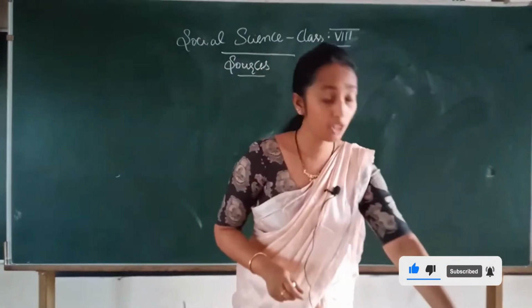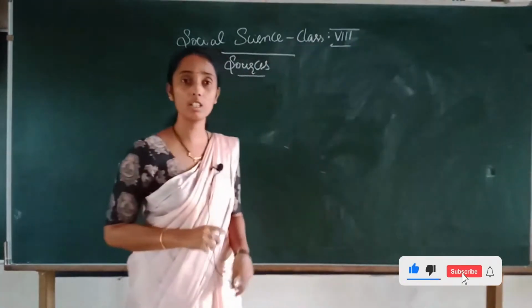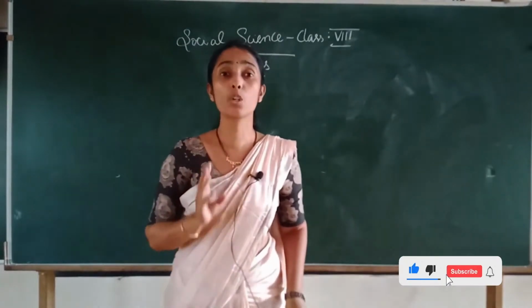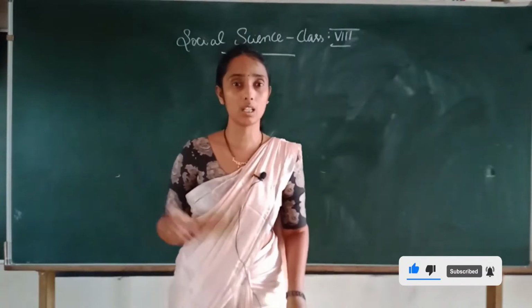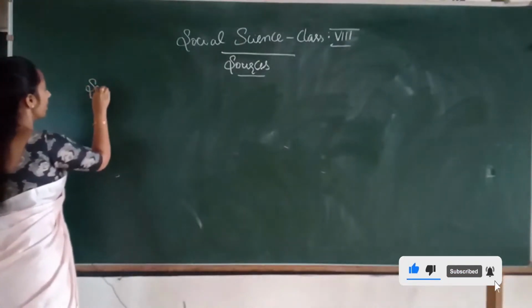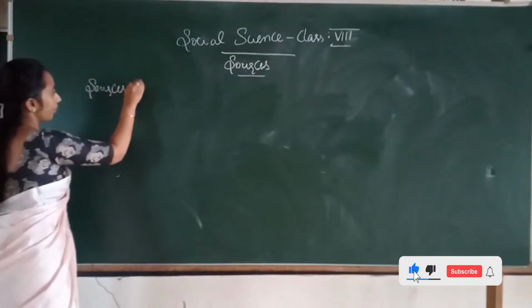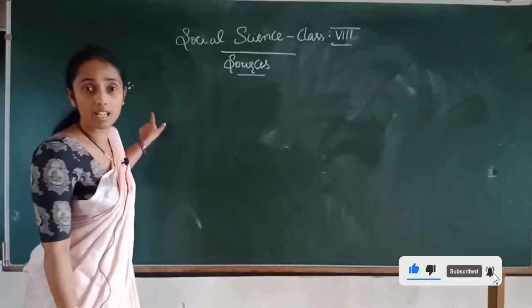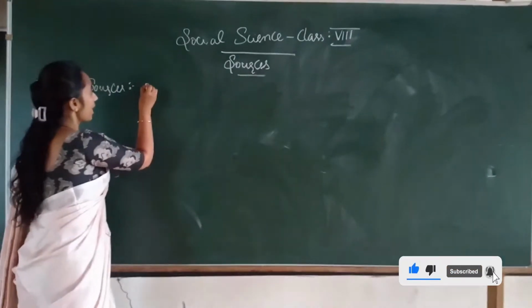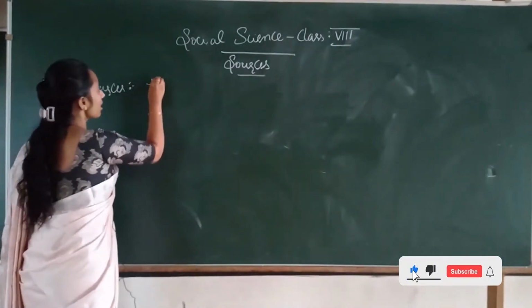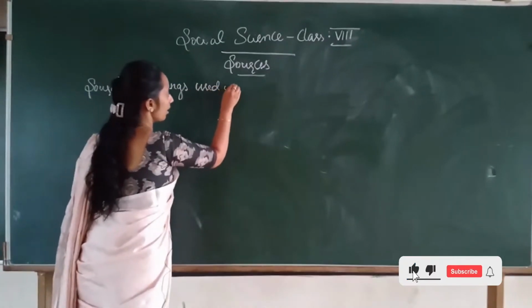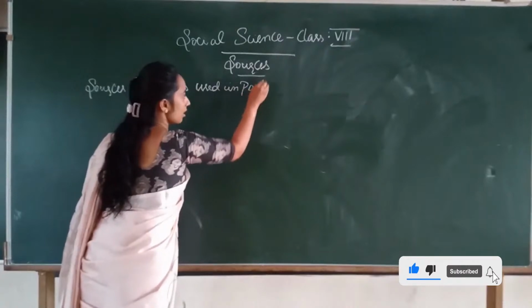Children, our last class topic is sources. What is sources, children? Sources is the past things, or the things which are used by human beings in the past. Children, I will repeat. Sources is the things used by human beings in the past. So I will just write it as things used in past. Children, is it clear?